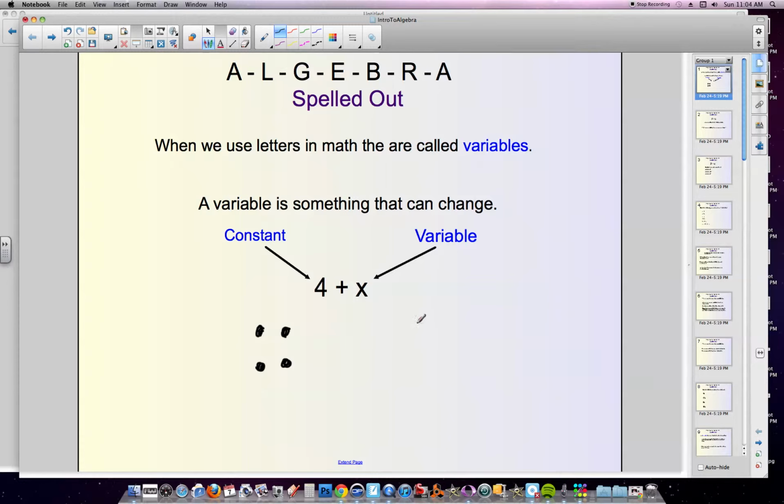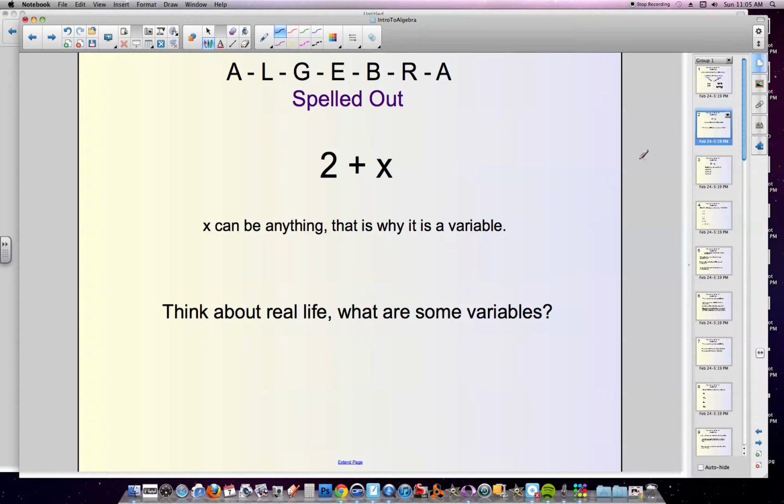So 2 plus X, this could be anything, right? Because X is a variable. And in real life, there's a lot of different variables. When you're cooking, or when we're talking about money, or when you're trying to figure out what your grade's going to be, you could have variables. And so this is something that comes up a lot in life. And I would encourage you to think in your own life, what are some things that are uncertain.